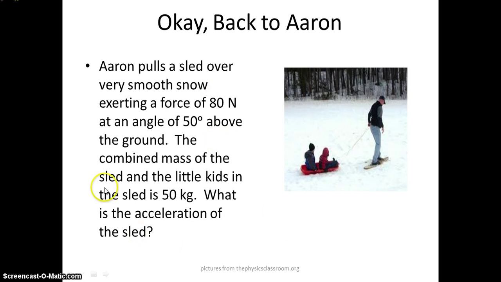Okay, let's get back to this original problem here and see what we can do. Let's see what we can do with this problem now that we know how to deal with forces at an angle. Just to recap, Aaron's pulling this system of a sled and some kids, and the total mass of that system is 50 kilograms. He exerts a force of 80 newtons at an angle of 50 degrees above the horizontal. And assuming that friction is negligible here, let's see if we can find the acceleration of the sled.